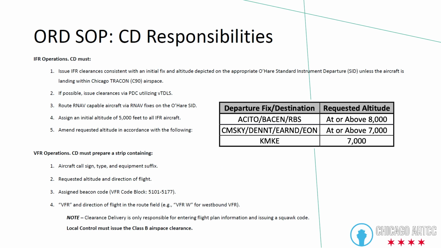For VFR operations, clearance delivery must prepare a strip containing aircraft call sign, type, and equipment suffix, requested altitude and direction of flight, and assigned beacon code. For SOP, VFR beacon codes would be 5101 to 5177, which I do believe CRC is still working on implementation. So for now, just use the beacon codes that are given by CRC in the flight plan. And then, of course, VFR and direction of flight in the route field, VFRW for westbound, let's say. Clearance delivery is only responsible for entering flight plan information and issuing a squawk code. Local control will issue the Class Bravo airspace clearance.